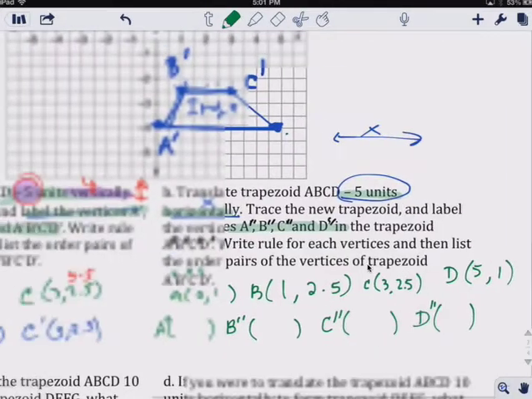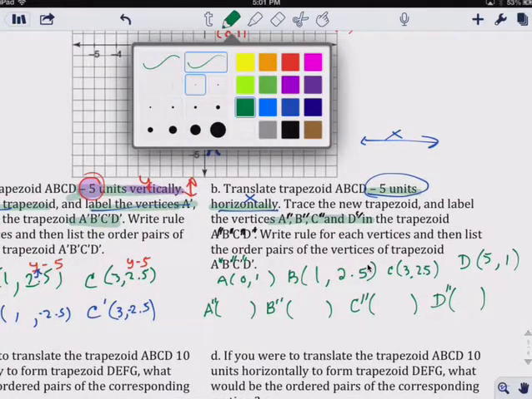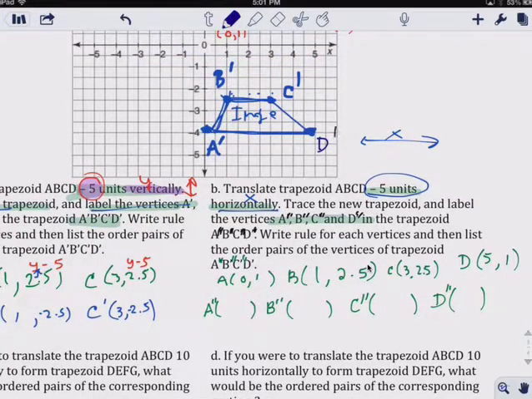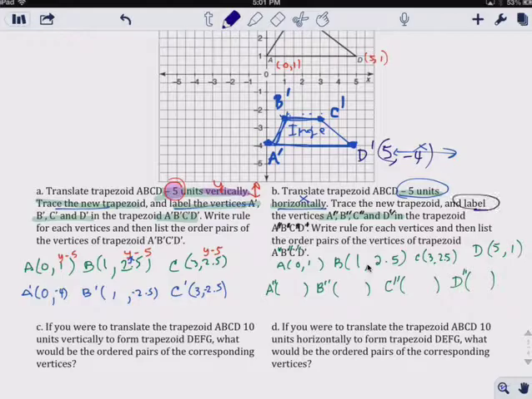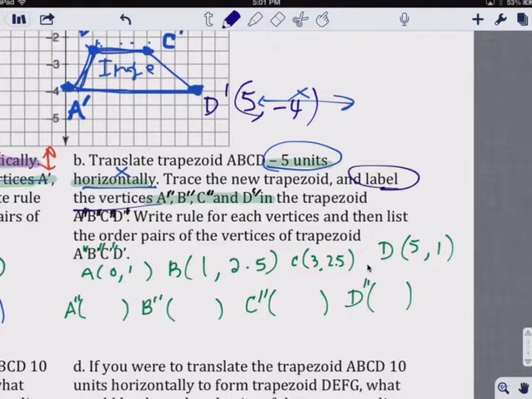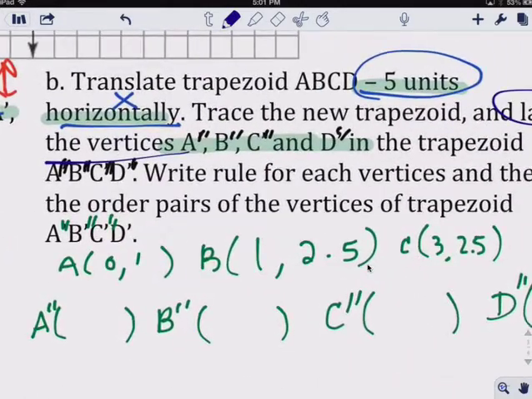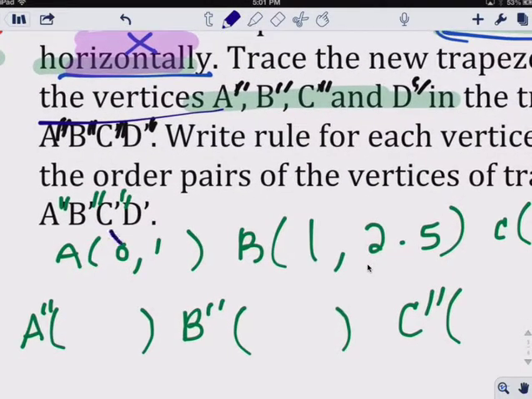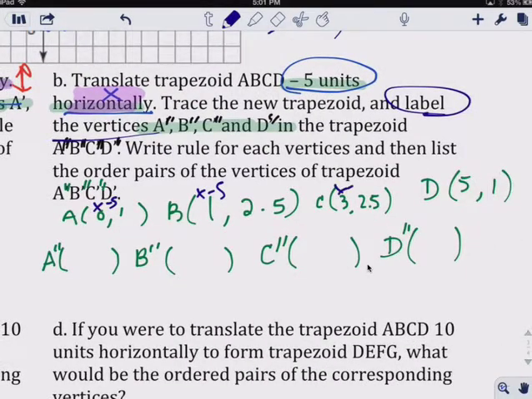Oh, I forgot to put here, don't forget, D prime is 5, negative 4. Make sure you label it because it says to label. Okay, so when you graph, you label. Okay, because it's horizontal, you need to change the x only, x minus 5, x minus 5, x minus 5, x minus 5.